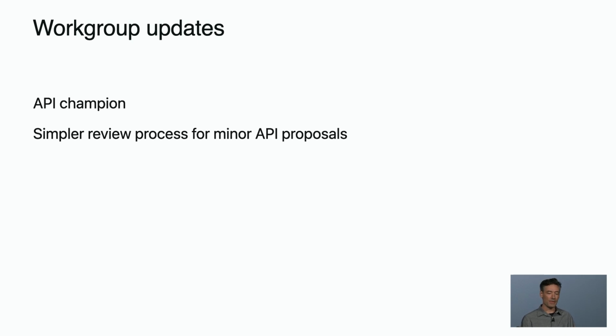To help with that, the workgroup appointed one of its members to be an API champion. That person has the authority to accept minor API proposals after a shorter review process. For example, the review might be a proposal document that has a pitch thread with broad agreement. This will make it easier to get small but important features into the project. More details on this new process will be coming soon to our GitHub page.